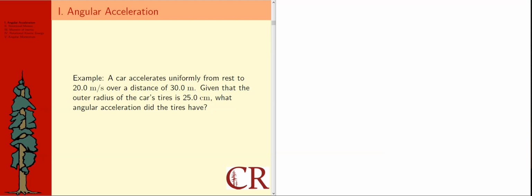Because if I look at the first couple numbers given to me, the "accelerates uniformly from rest" part isn't really a number, but it implies an initial velocity equal to 0. And then the 20 meters per second, I think pretty clearly I can interpret as a final velocity, and we're talking about a displacement of 30 meters.